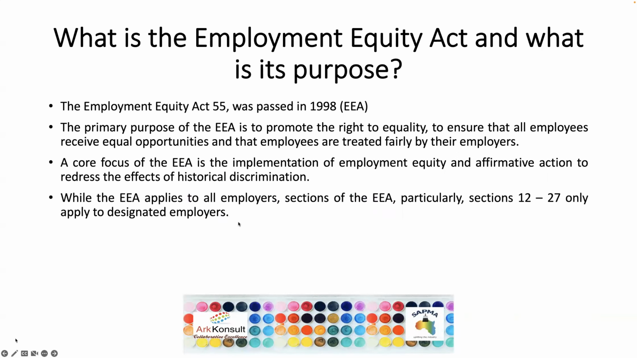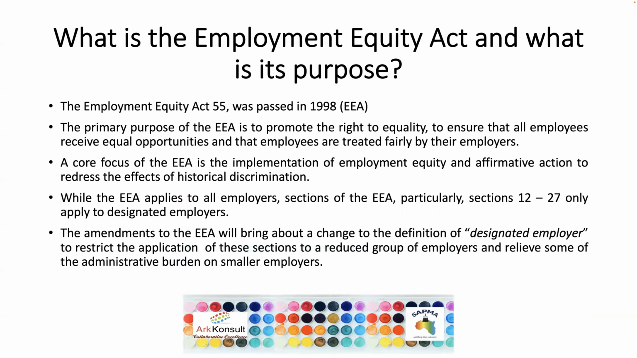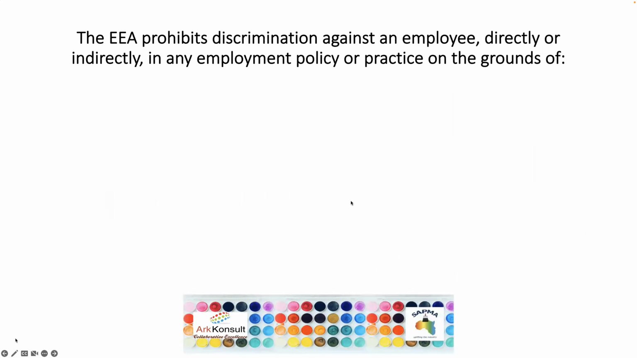While the Employment Equity Act applies to all employers, sections of it, particularly sections 12 to 27, only apply to what we refer to, or to who we refer to, as designated employers. And this is going to become quite important as we go along. The amendments to the Act bring about a change to the definition of what a designated employer is, to restrict the application of sections 12 to 27 of the Act, specifically to a reduced group of employers, and to relieve some of the administrative burden on smaller employers.